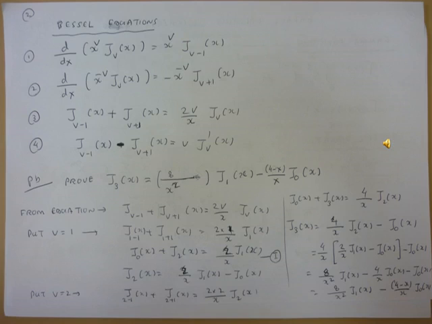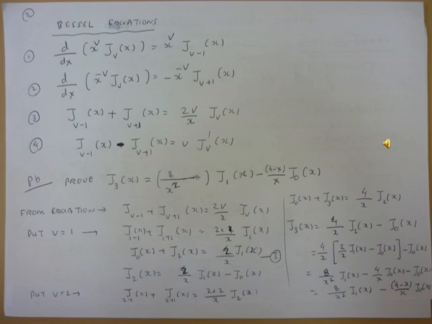And then we also got the next equation: J_(v-1)(x) plus J_(v+1)(x) is equal to 2v by x J_v(x). And then another one is J_(v-1)(x) minus J_(v+1)(x) equal to 2 J_v dash (x). So those are the Bessel equation formulas. Then we use those formulas and we will solve the problem.